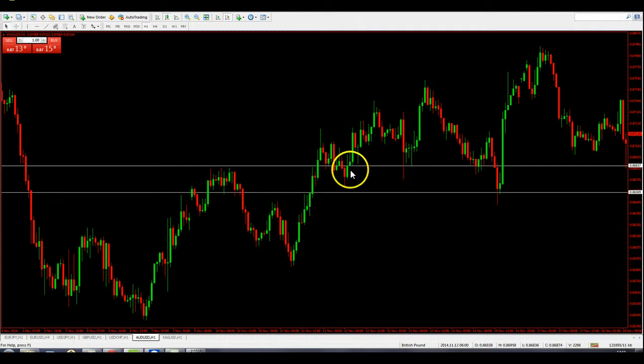So the hourly close is just about to happen. You're thinking about placing a trade. Put your lines in, where you're going to put your stop losses, where your entry area is, even though the candle hasn't closed yet.